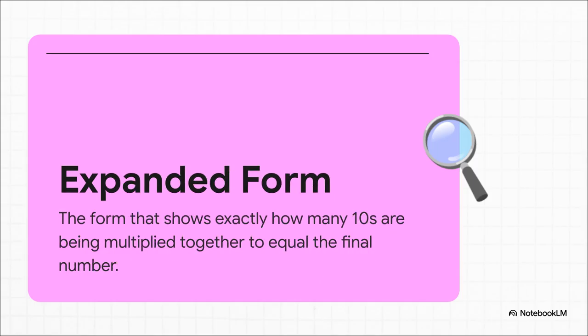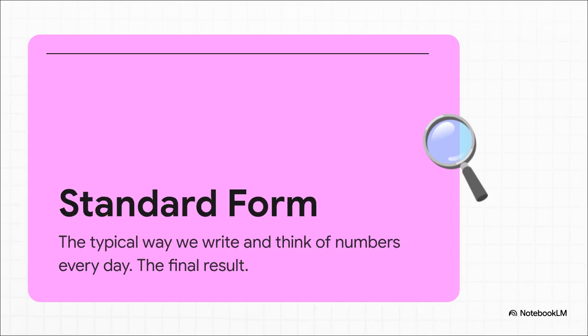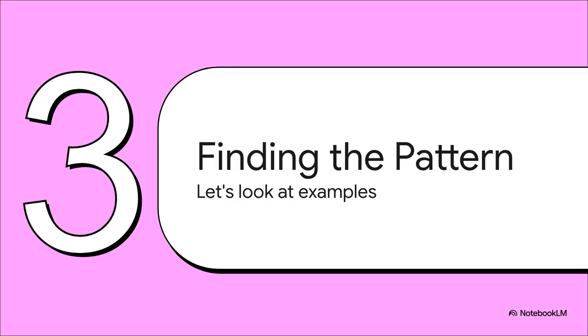Next is expanded form. Now, this one does the total opposite. It shows you all the work. It kind of peels back the curtain so you can see exactly what's happening behind the scenes, just how many tens are being multiplied together. And finally, standard form. You already know this one. It's just the plain old number, the final result, the way we're used to seeing it every single day. Simple as that.